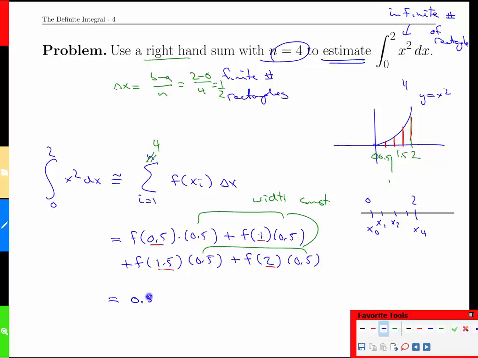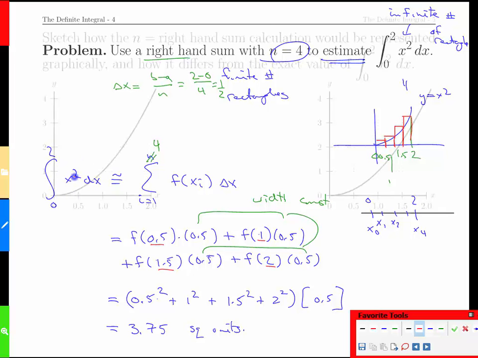What does that give us in terms of calculations? Well, we get 0.5 squared plus 1 squared plus 1.5 squared plus 2 squared, and every term had a 0.5, so we'll just multiply that by all the terms at the end as a common factor. When we do this calculation, we get a total of 3.75 square units. So what we've generated here is this rectangular approximation to the area under the curve as an estimate of the exact area denoted by the integral sign.